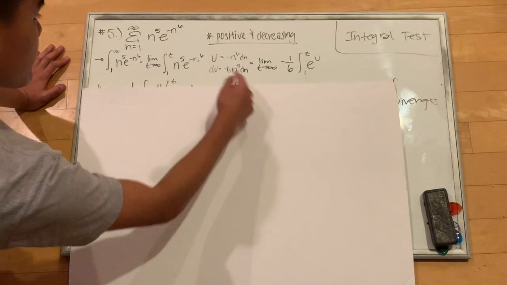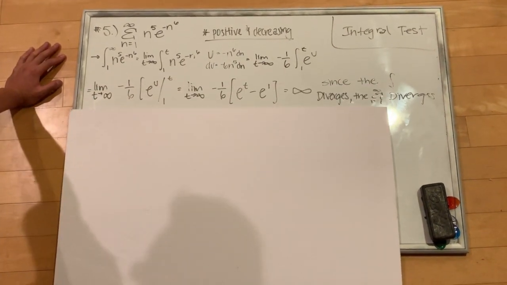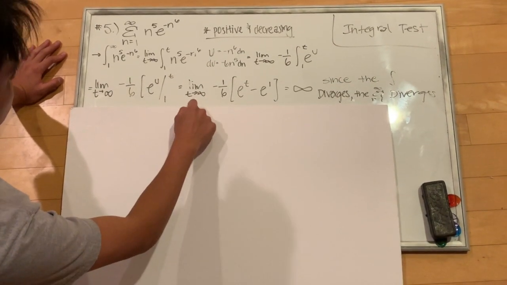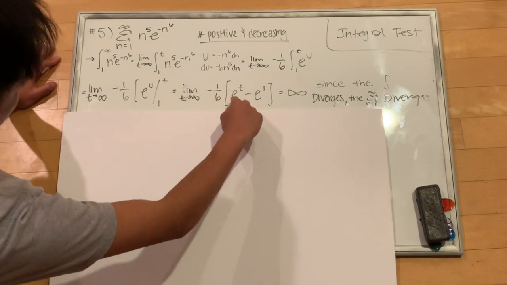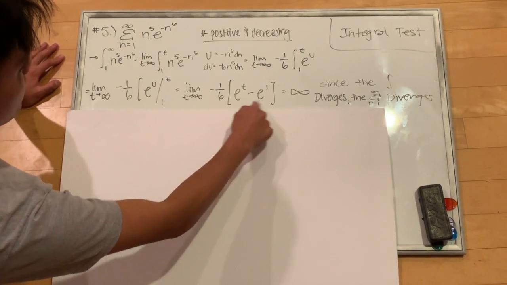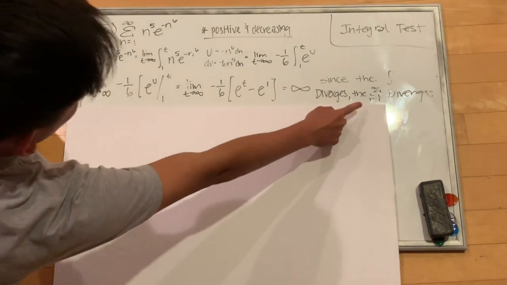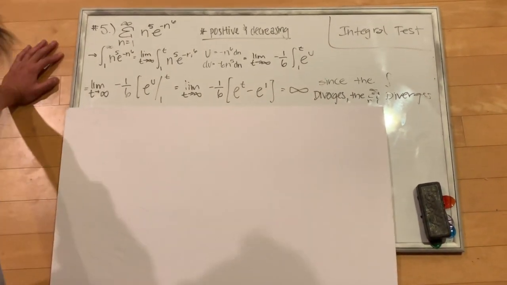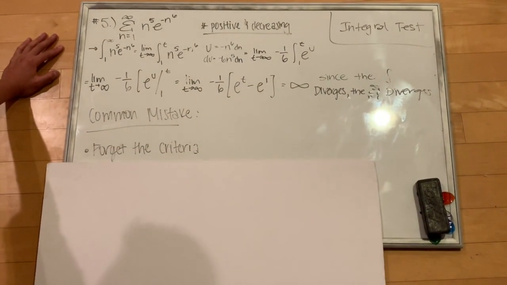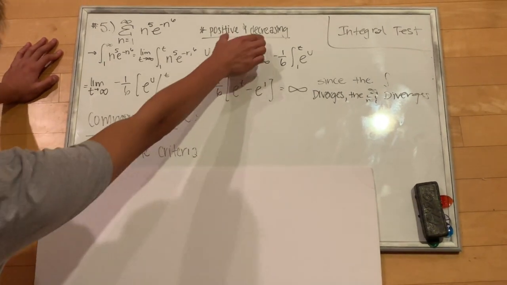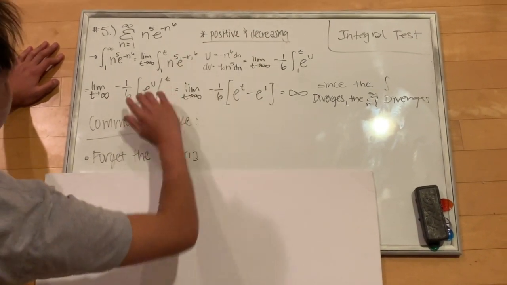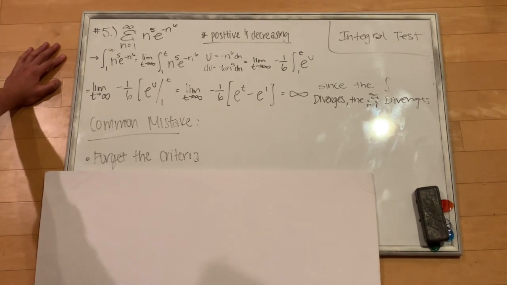We do a u-sub. That gets us right here, where the limit as t goes to infinity of negative 1 over 6 times e to the t minus e to the 1, and that gets us infinity. And since the integral diverges, then the sum also diverges. The common mistake is that people will forget this criteria. If you don't state that, then technically you can't really use the integral test.